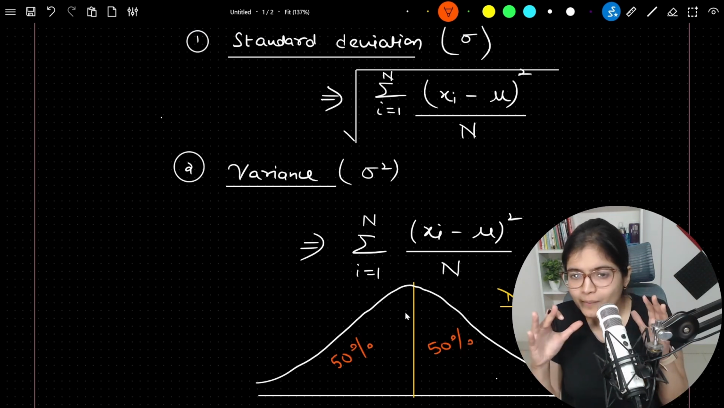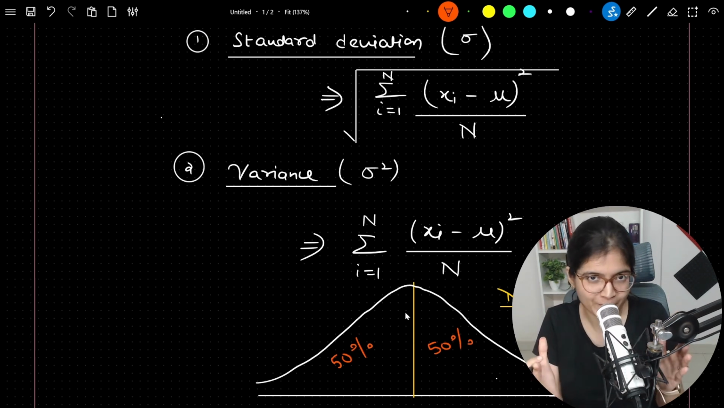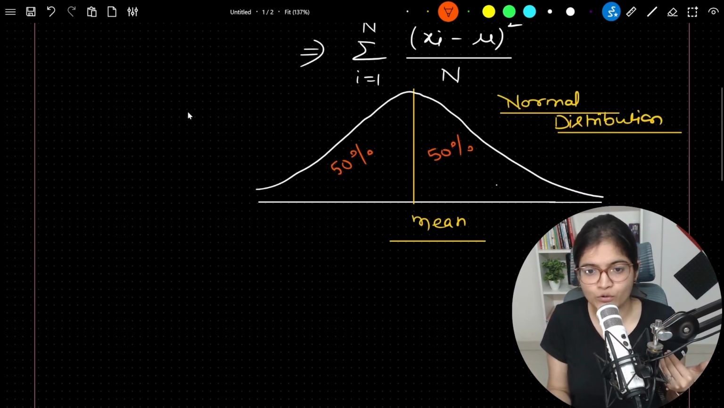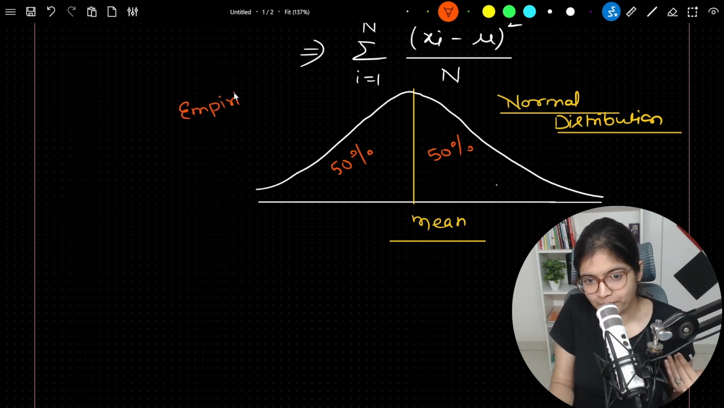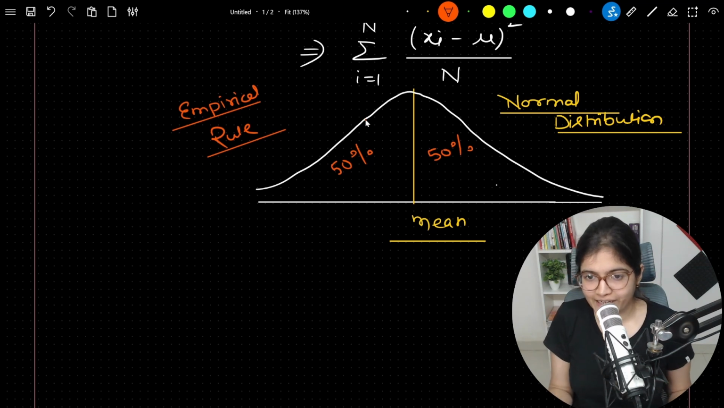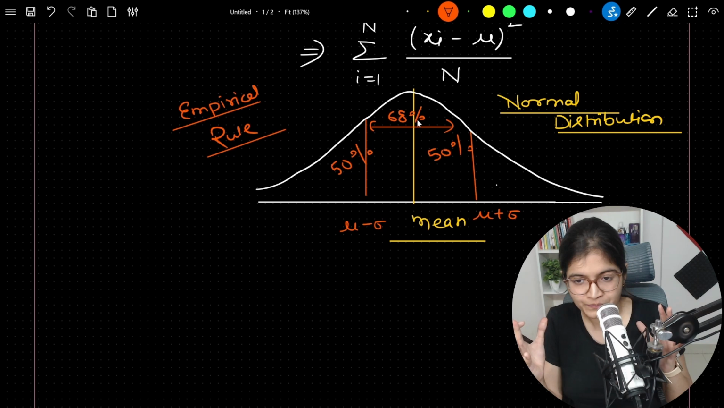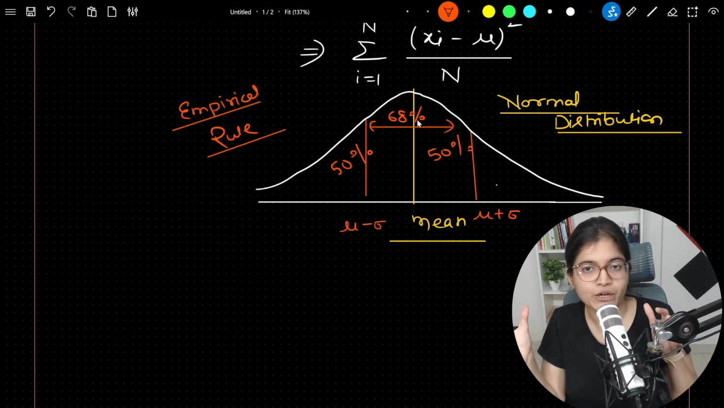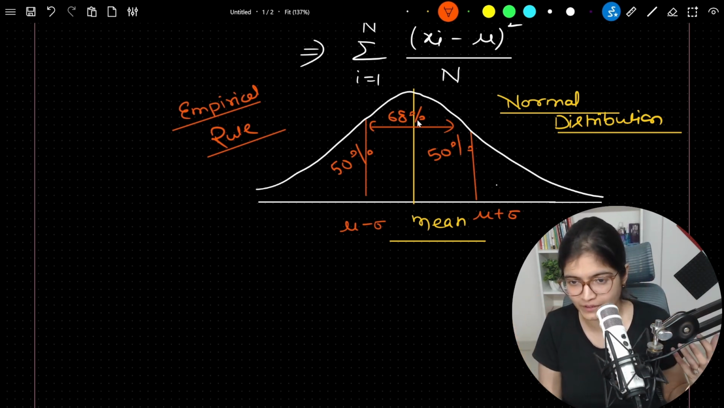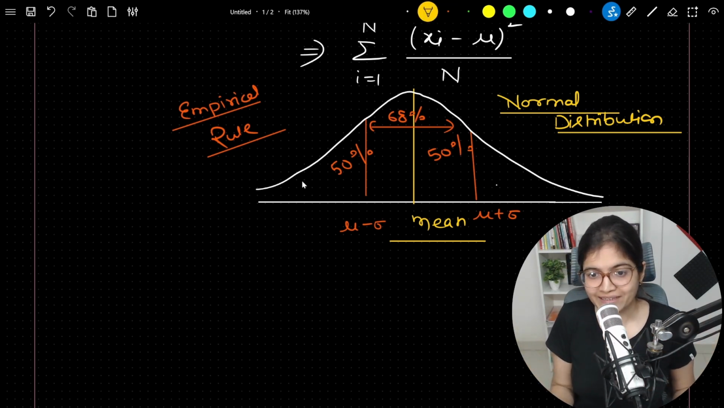STD is something which talks about the number of units via which the spread is there with respect to the mean. That is why you must have heard about the empirical rule, right? It says that if data belongs to a normal distribution and falls under the range of mu minus sigma to mu plus sigma, almost 68% of the data will be available. Similarly, for mu minus 2 sigma to mu plus 2 sigma, almost 95% of data will be available. For mu minus 3 sigma to mu plus 3 sigma, almost 99.7% of data will be available.